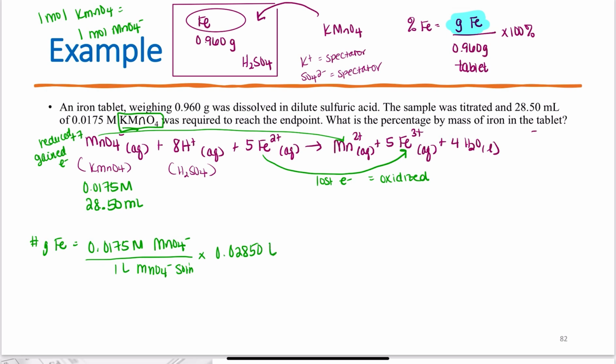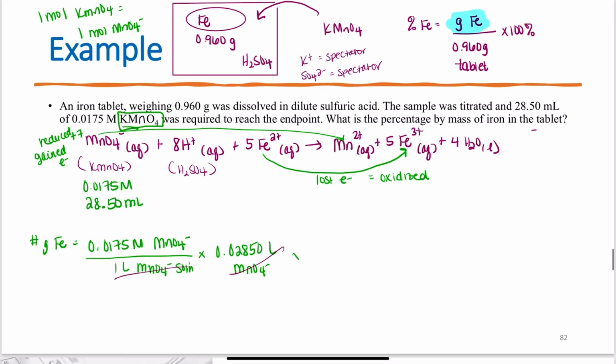And I use 28.5 mL of that, 0.02850 liters of MnO4 minus. Balanced equation tells me 5 moles of Fe2 plus react with 1 mole of MnO4 minus. How did I know I was using this iron and not this iron? First 5-5, it didn't matter which one I picked, truthfully. Mathematically, it gives me the right answer. But it is the reactant because I am titrating.